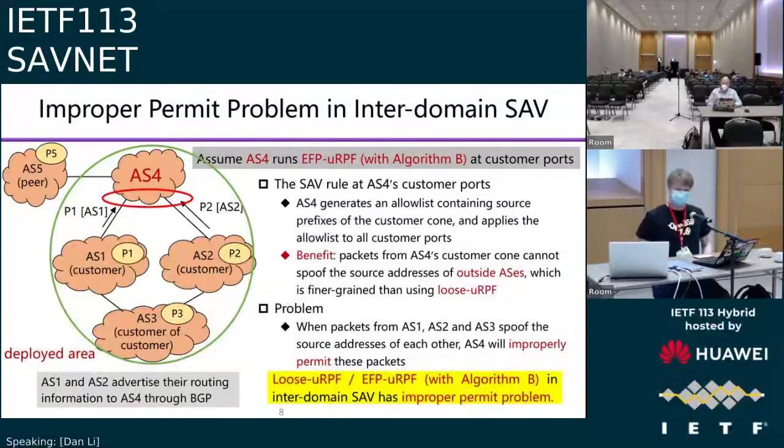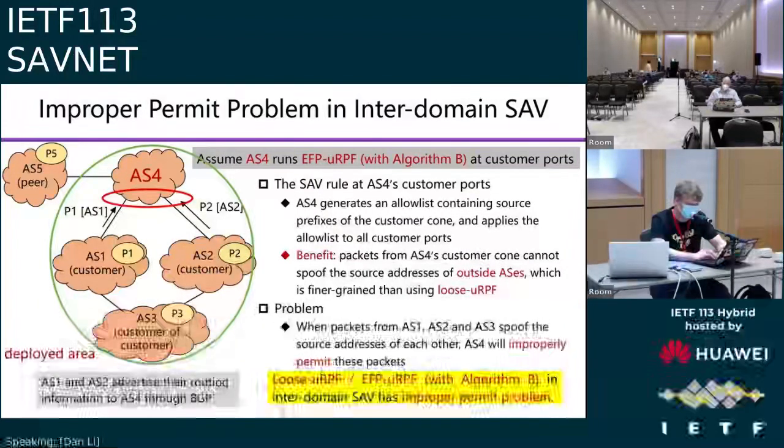The idea of EFP eRPF with algorithm B is that S4 configures its safe rules and the customer ports like this. S4 will generate an allow list containing source prefix of the customer cone, that is including S1, S2, and S3, and applies the allow list to all its customer ports. The benefit of EFP eRPF with algorithm B over loose eRPF is that the packets from S4's customer cone cannot spoof the source addresses of the outside ASs, which is finer grained than using loose eRPF. Because by using loose eRPF, the customer cone actually can spoof whatever source addresses.